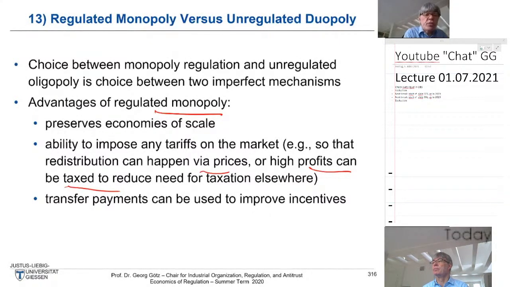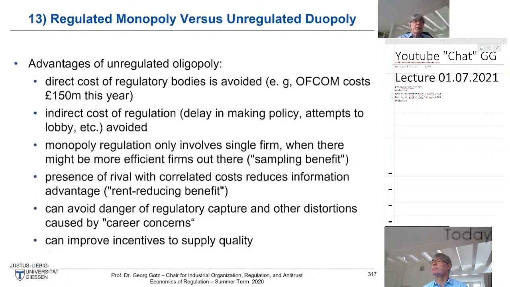And at the same time, and that's what we saw really in our theoretical models, if we can use transfer payments, we typically can improve incentives, can pay a rent, an information rent, in order to induce truthful revelation and so on, okay? And at the same time, there are advantages of unregulated oligopoly, of an unregulated situation. If we don't have a regulation, we don't need a regulator, and the regulator is costly, okay?